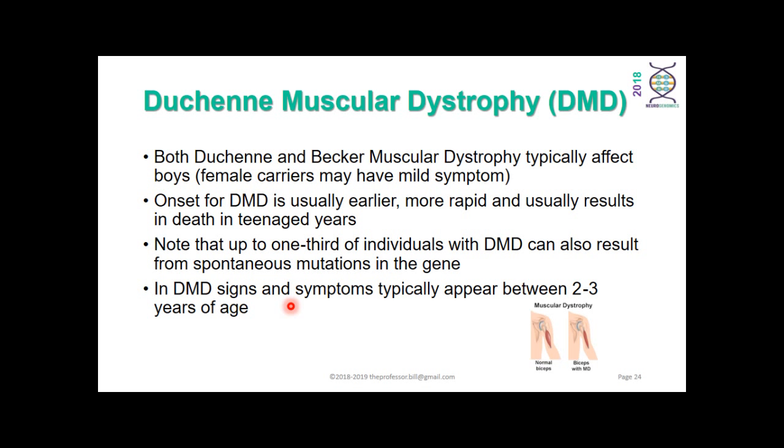Their biceps muscle, for example, will be much, much smaller. It will start to degenerate and disappear, which is what this small diagram is showing you here.